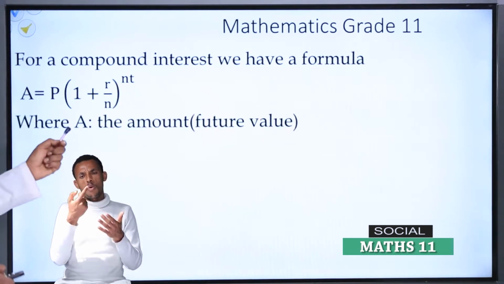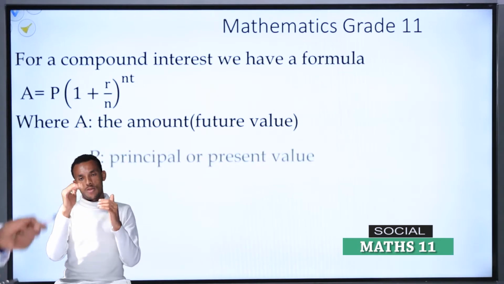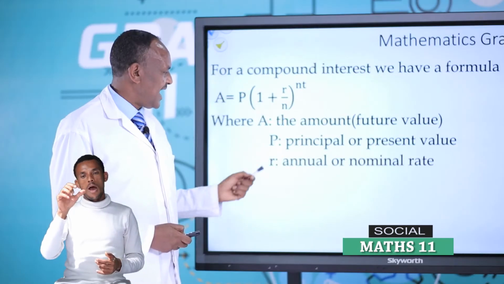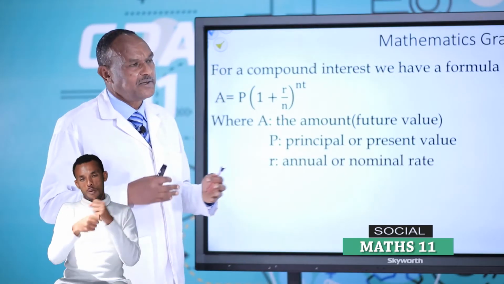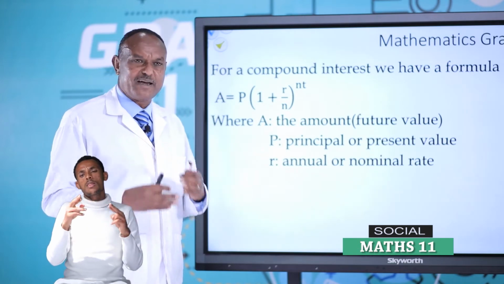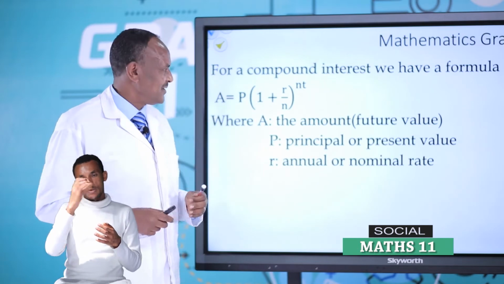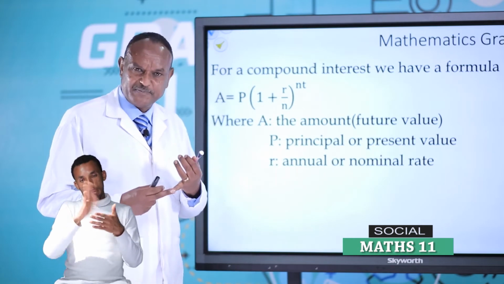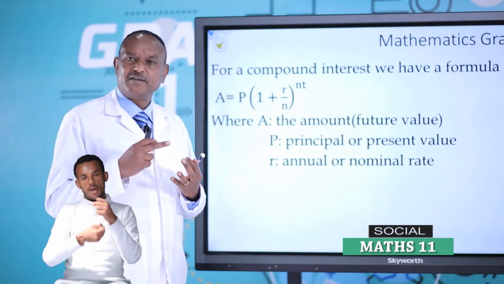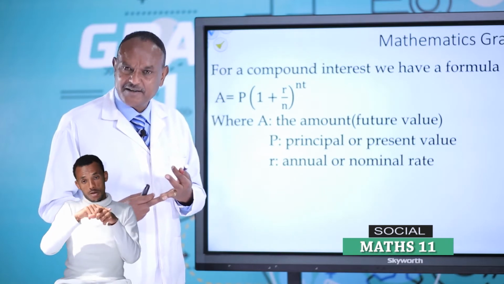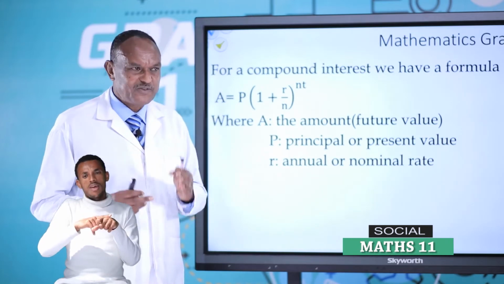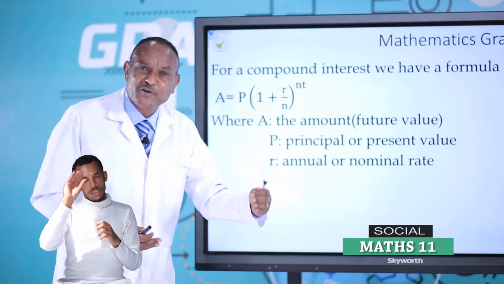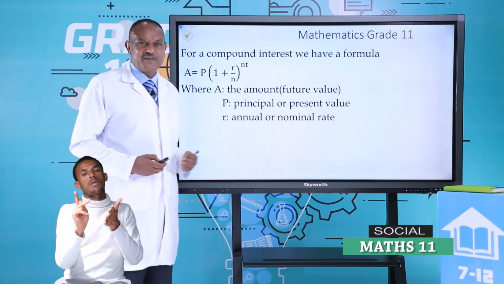What is that? A is the amount, the future value. P is the same as the previous, the principal or present value. R is the annual or nominal rate. You have an agreement on how much percent you are paying, 10%, 5% in a year. And depending on your problem, the interest can be calculated annually, that means once a year, semi-annually, twice in a year, quarterly, every 3 months, that means 4 times in a year, or monthly. Then the person who gives you that amount of birr will charge you with a different number of times.